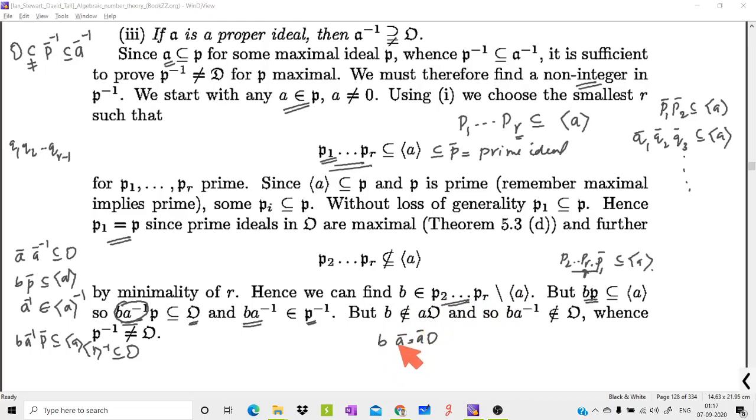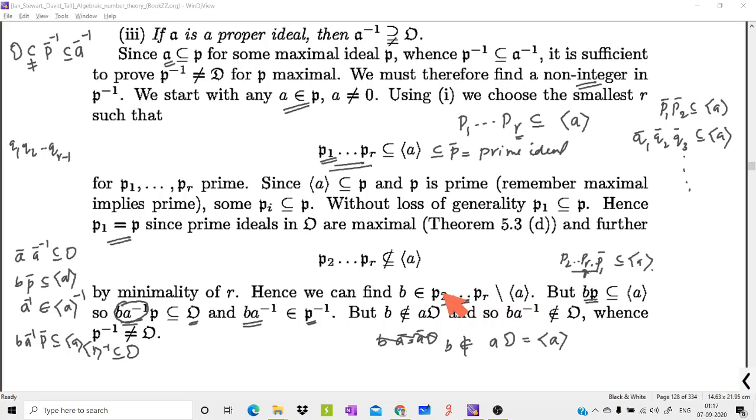This is not an ideal A. This is, in fact, I'll write this as AO, nothing but A. Okay, so B, we can say that B does not belong to this AO. This is the multiple of A with the elements of O. So B is an element of the complement of this.